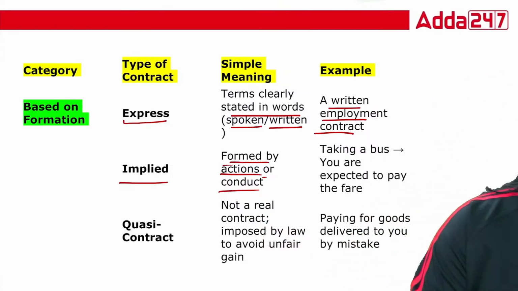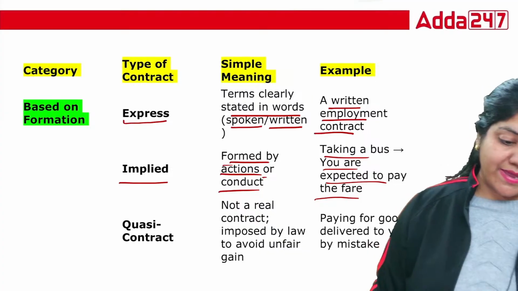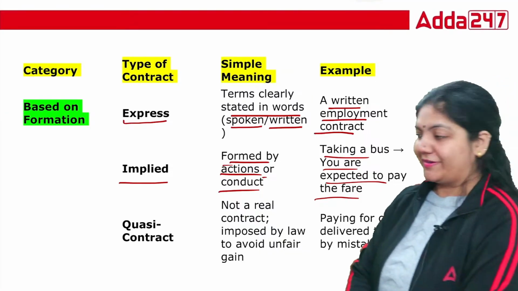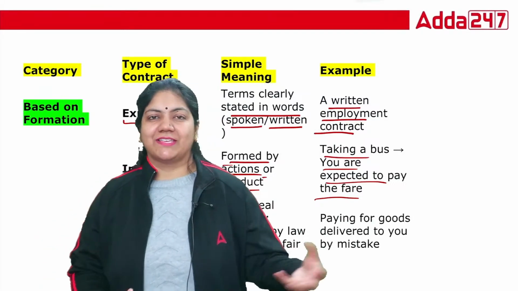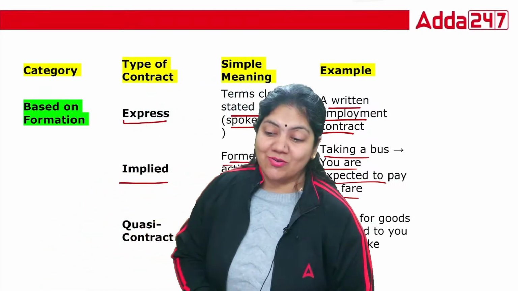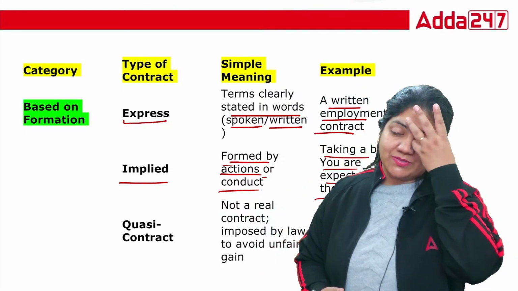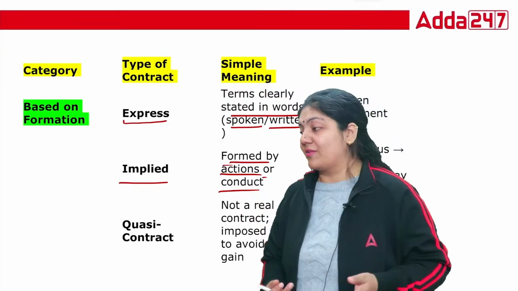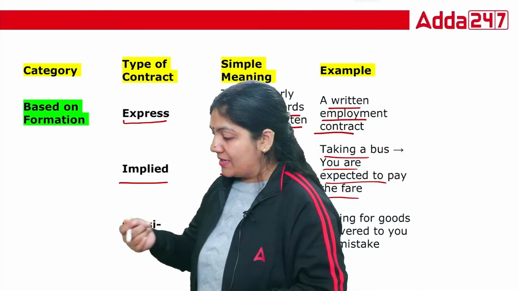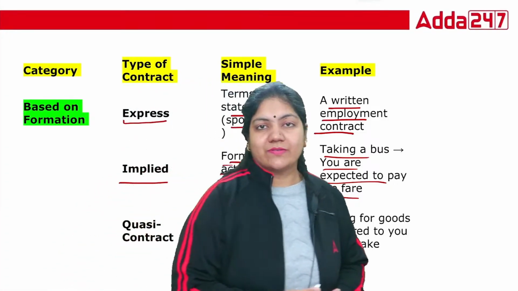See, taking a bus, you are expected to pay the fare. Exactly. In a bus, we just sit and after that we give the money. So what is this? This is called implied contract, a best example. In Domino's, in an ATM is also the best example of implied contract. We just go to the ATM, insert the card, the money will come. So what is this? This is called implied contract.